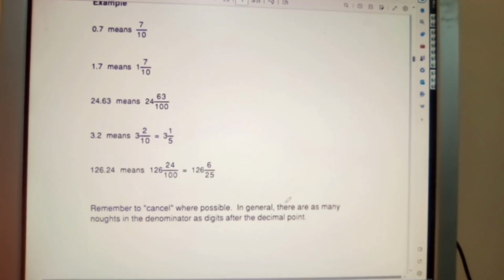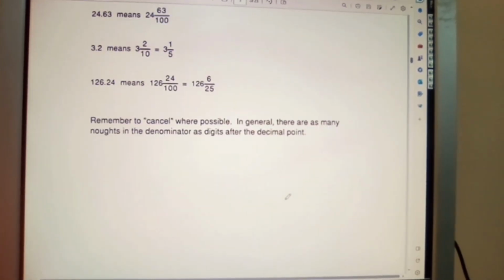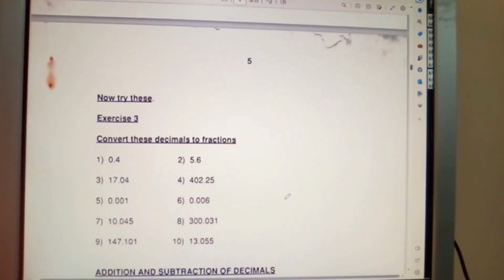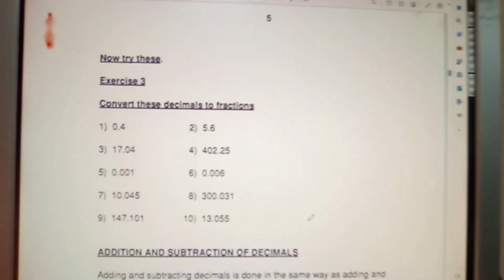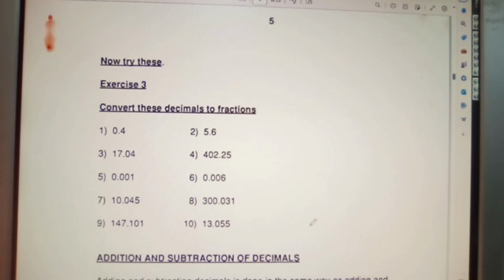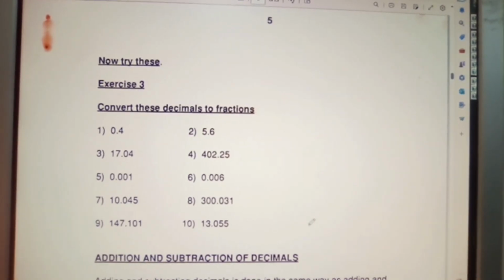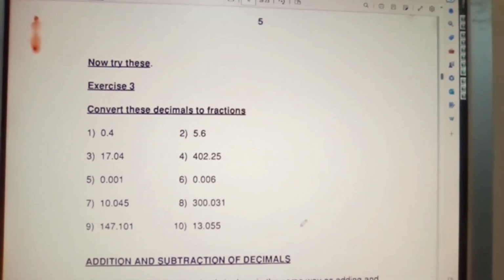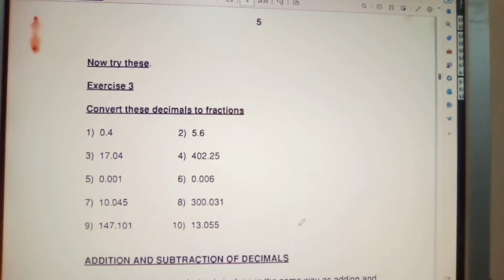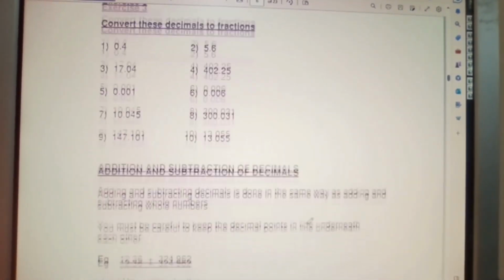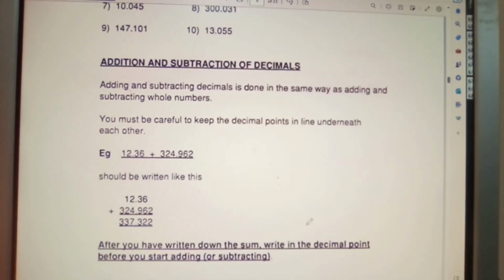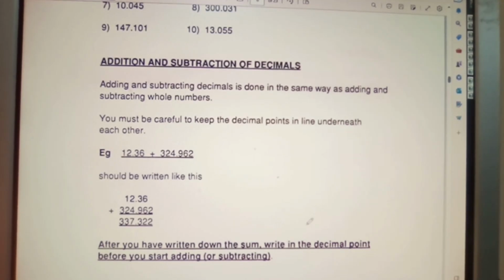Okay, nothing for me to say here for you to know. Okay, these are for you to do yourselves. Okay, and again, convert these decimals to fractions. Okay. And look at how the fractions are written.